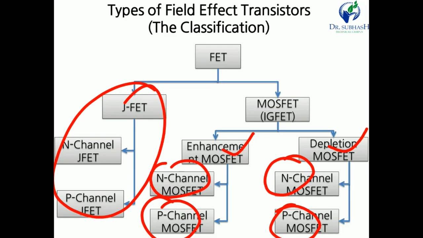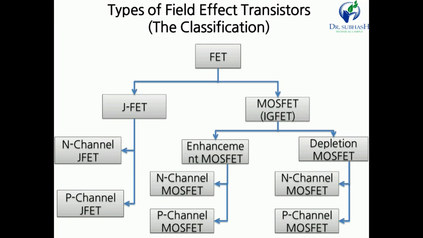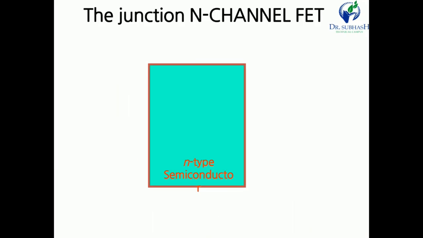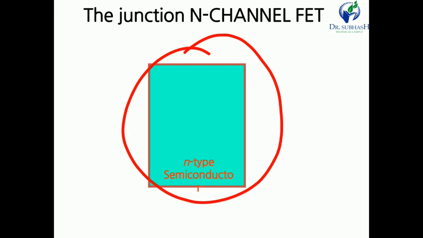So friends, you have to remember, or you can screenshot this slide, so you remember the classification of the JFET, or classification of field effect transistor. Okay, then let's start with the N channel JFET. First of all, you have to take N type semiconductor. We are familiar with N type semiconductor, where the majority charge carrier is electron and the minority charge carrier is hole. And this blue portion is the channel, meaning it creates the channel.